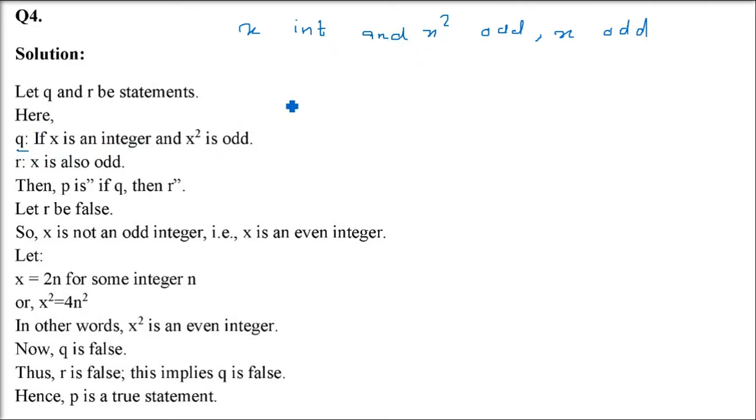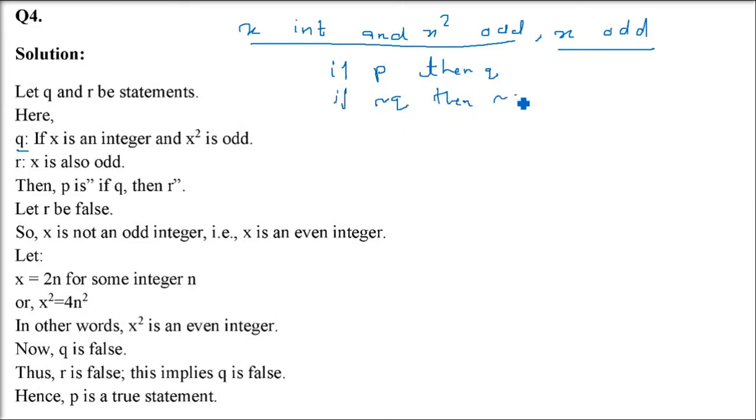We'll divide it into two parts. If X is an integer and X square is odd, this is our first statement. Let us assume it to be Q, and R as X is also odd. Contrapositive now. So if not R, then not Q we are going to prove. Or you can say if not Q, then not P. This is how the contrapositive works.